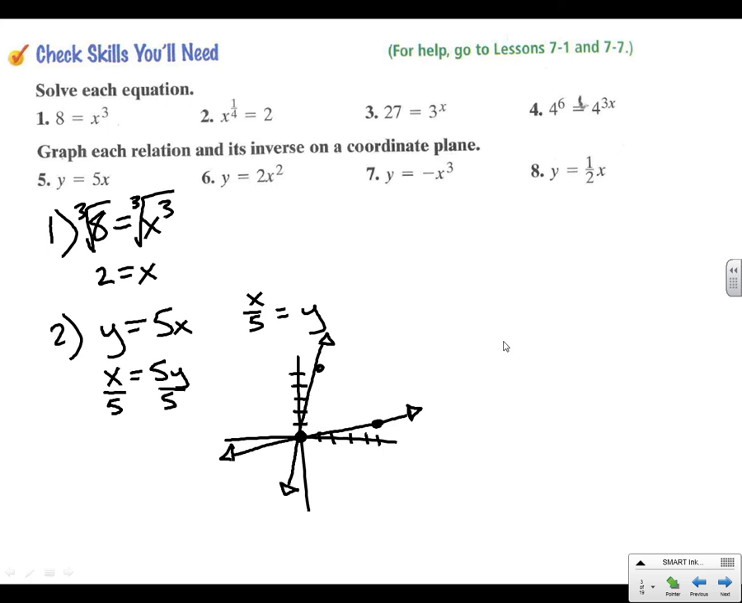Your job, 6, 7, and 8. Pause the video when you're ready to go. Press play again, and we'll get started with 8.3.